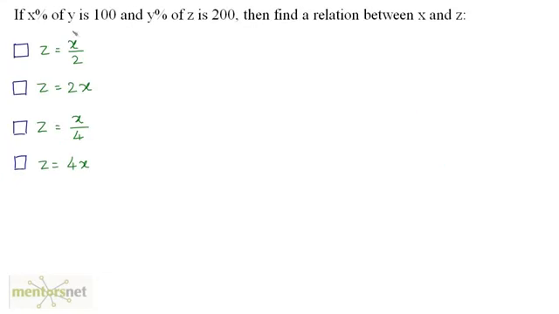If X% of Y is 100 and Y% of Z is 200, then find a relation between X and Z. So X% of Y is 100. So I can write X upon 100 Y is equals to 100. Let's keep it as it is. Let's see what else has been given. And Y% of Z is 200. So Y upon 100 times Z is equals to 200. You have to find a relation between X and Z.